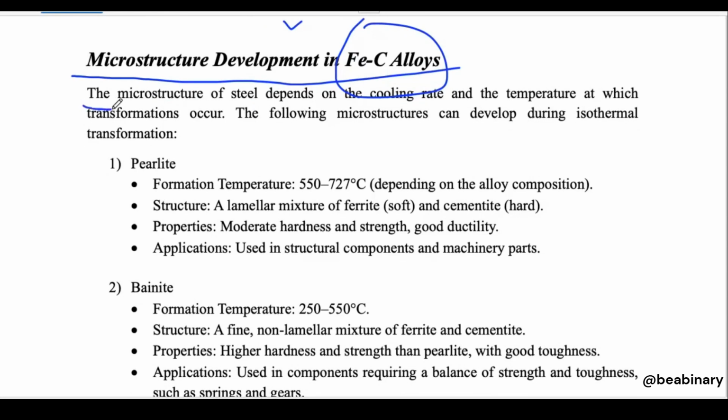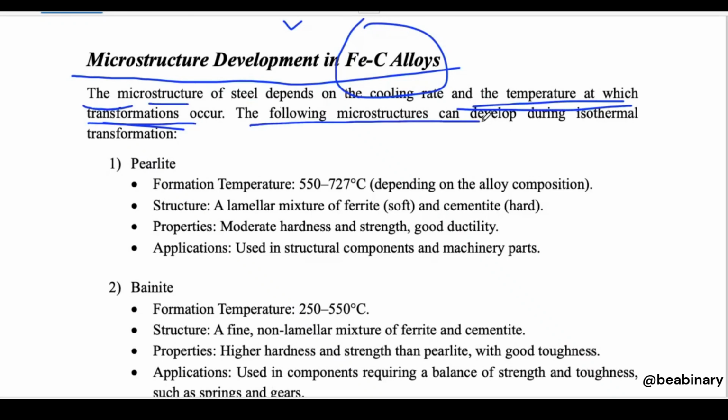So the microstructure of a steel depends on the cooling rate and the temperature at which the transformation occurs. In heat treatment processes, we have already known that the microstructure depends on the cooling rate and the cooling process. A similar thing is here also: the microstructure of steel depends on the rate at which you let it cool and the temperature at which the transformation occurs, and different temperatures will define different kinds of microstructures.